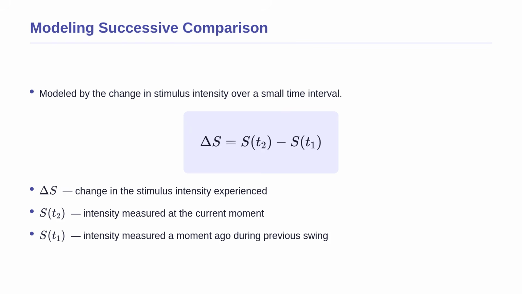If ΔS is positive, the stimulus is getting stronger. If it is negative, the stimulus is getting weaker, prompting the animal to swing its head the other way.